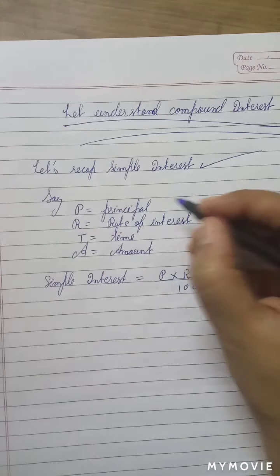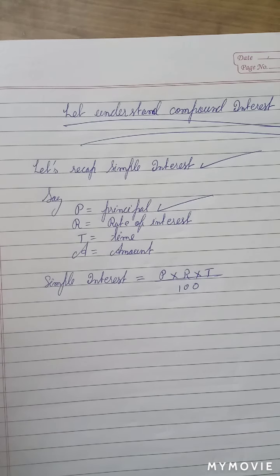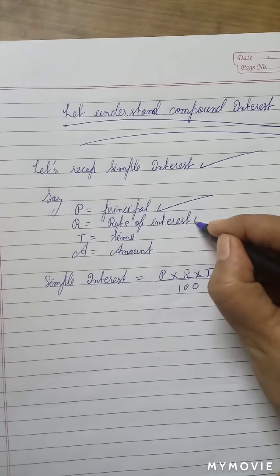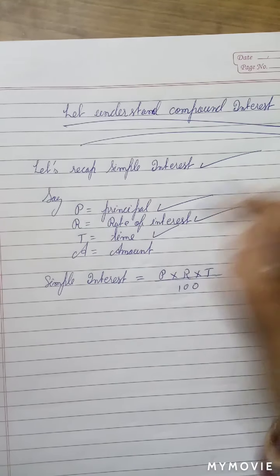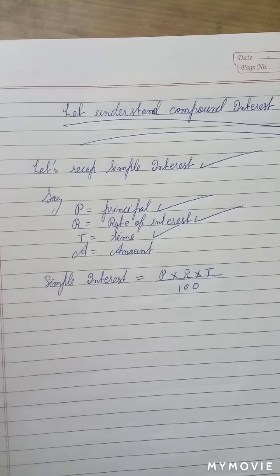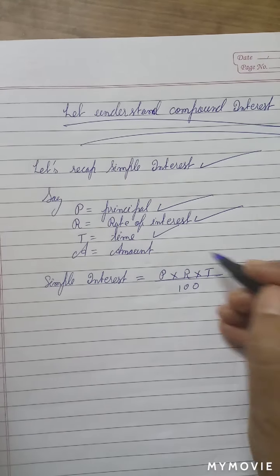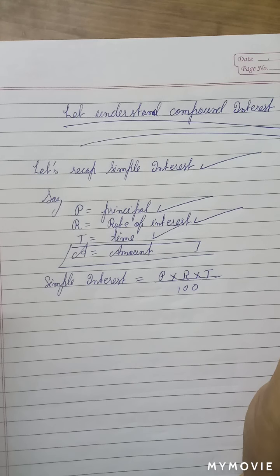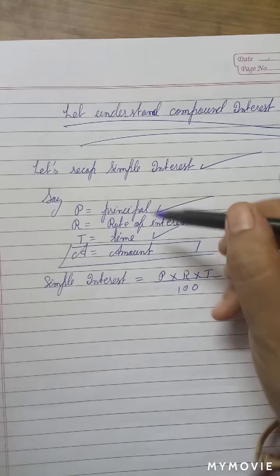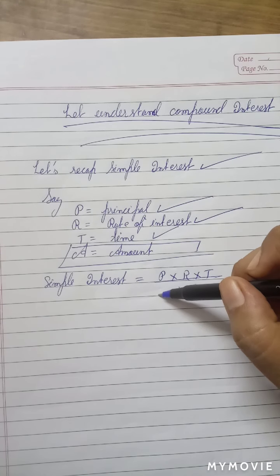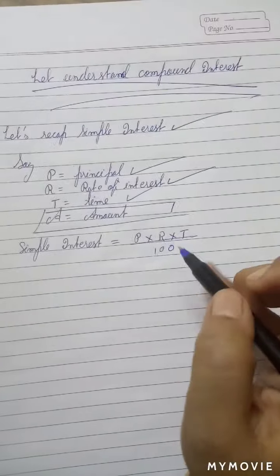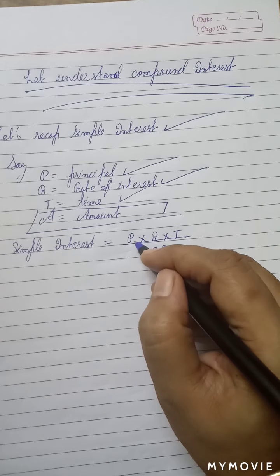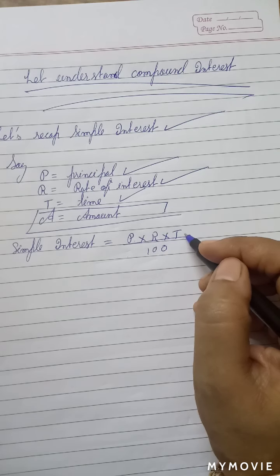Now, let's say P is the principal, the money that has been lent or borrowed, and R is the rate of interest. T is the time period for which the money has been lent or borrowed, and amount is the money that is a sum of the principal and the simple interest. So we know the formula. Simple interest is calculated this way. We multiply principal with the rate of interest and the time period.